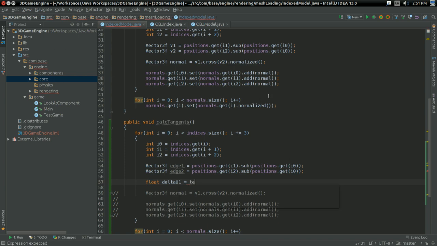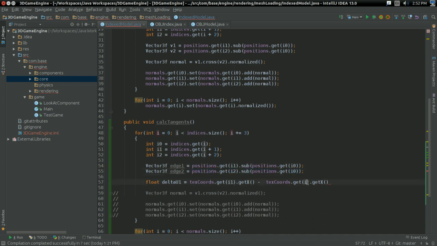I'm going to say text chords get I1, wait, yeah, I'm going to subtract dot get x, and I'm going to subtract I0, because that's what I'm doing with edge 1. That's I1 minus I0. Edge 2 is I2 minus I0.